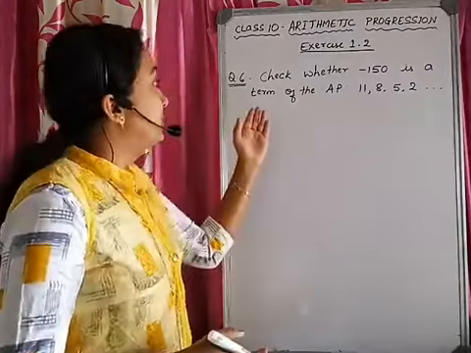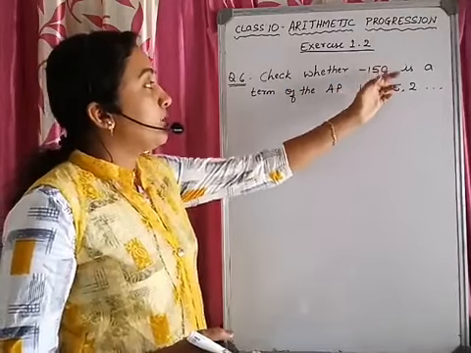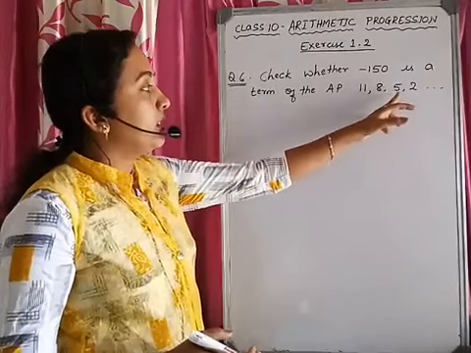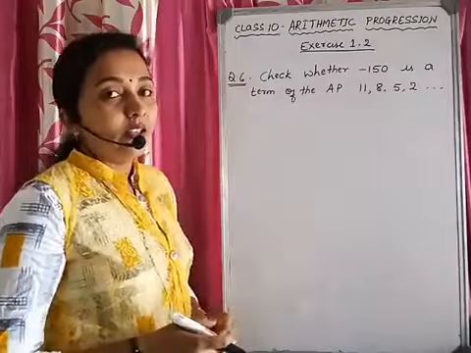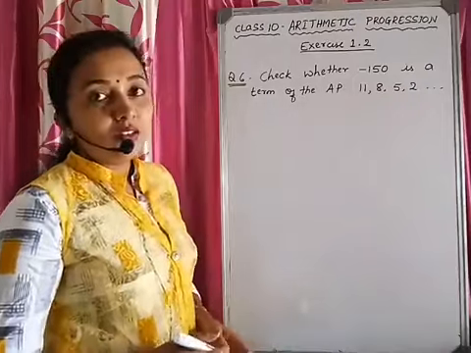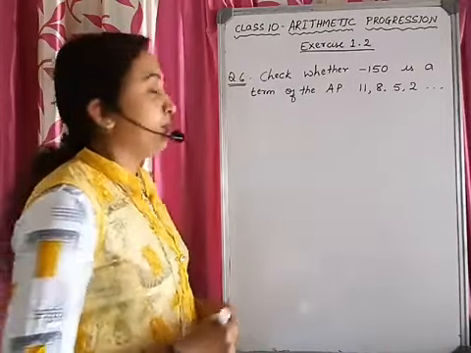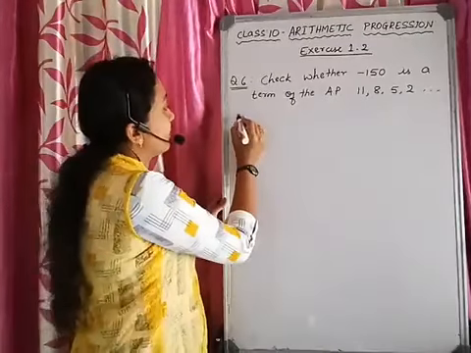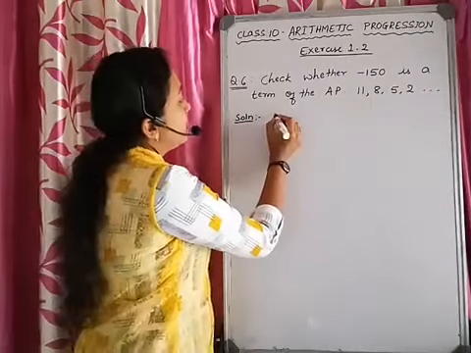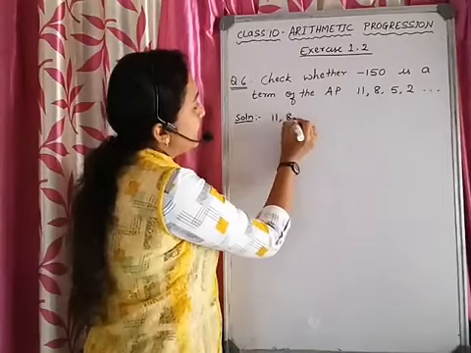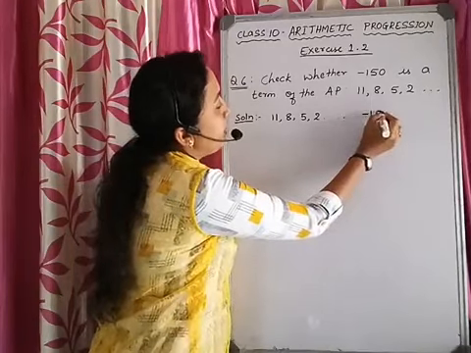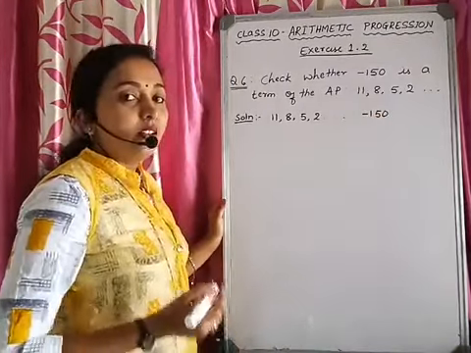The sixth question is, check whether minus 150 is a term of the AP 11, 8, 5, 2, etc. We have to check whether minus 150 belongs to this AP or not. So let us go for the solution. Firstly, write the given AP and let us consider minus 150 as the nth term.